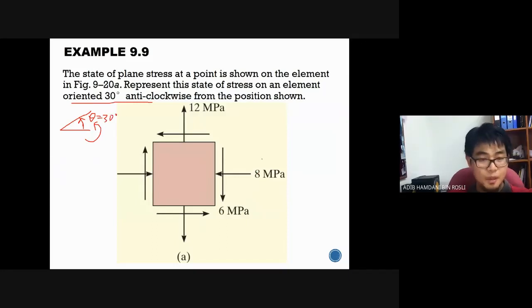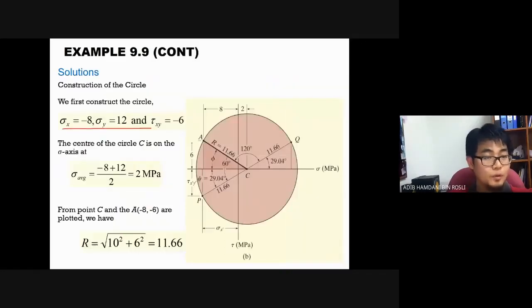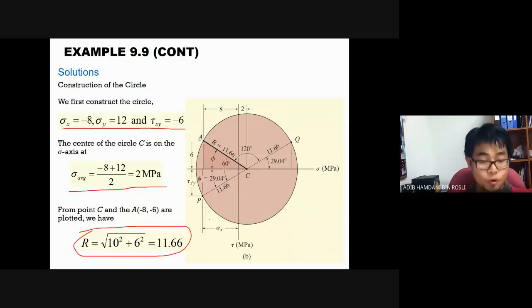Of course, we have gone very far now. Sigma x equals minus this, sigma y equals plus this, while tau xy equals minus this, isn't it? This is what you got. You can find the average to find the center. And then from the center C and the reference point A, the formula is what? Sigma x, tau xy. You can find the radius. This is your radius. And then from this Mohr circle, from CA, of course you draw the circle first, with the radius of 11.66.